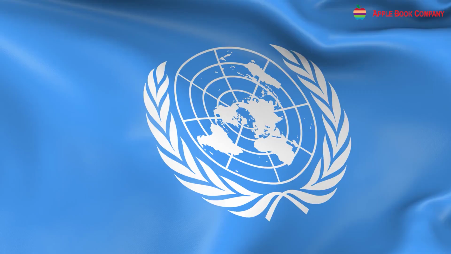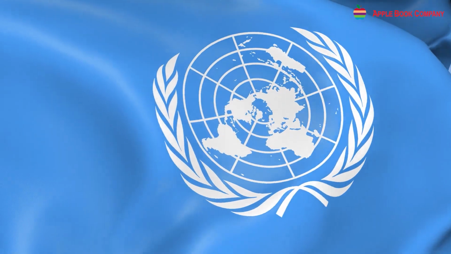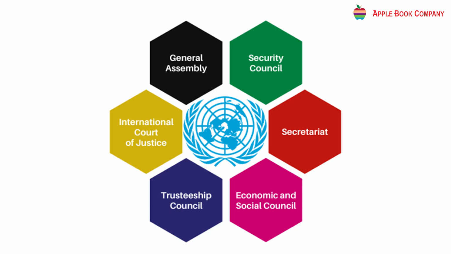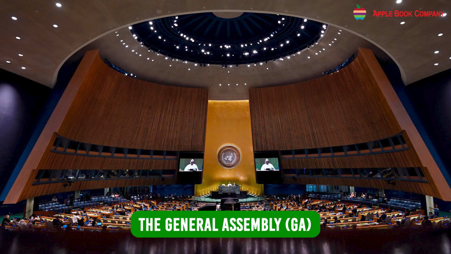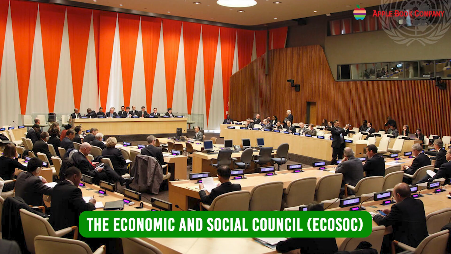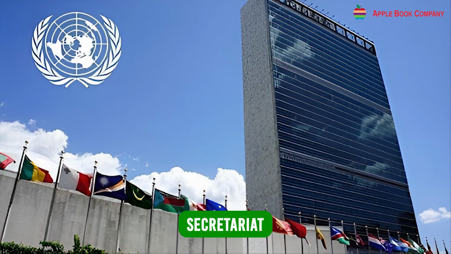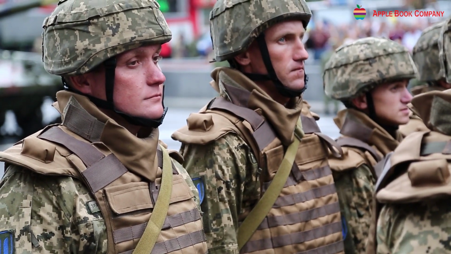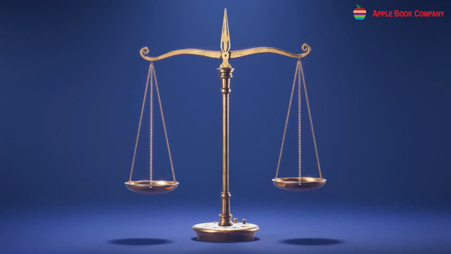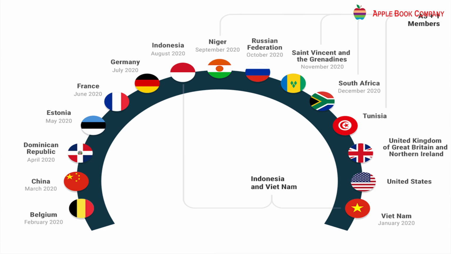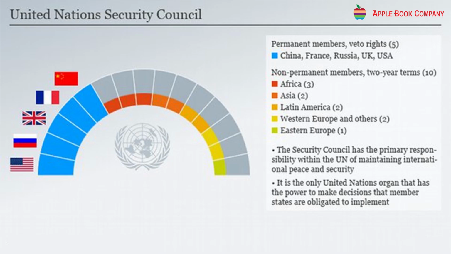Chapter at a glance. The United Nations was created in 1945 to maintain world peace after two world wars. The UN has six main bodies: General Assembly, Security Council, Economic and Social Council, Trusteeship Council, International Court of Justice, and Secretariat. The UN's main goal is to maintain international peace and security, promote equality, and solve global problems. The Security Council has 15 members, including 5 permanent members with veto power: USA, UK, Russia, France, and China.